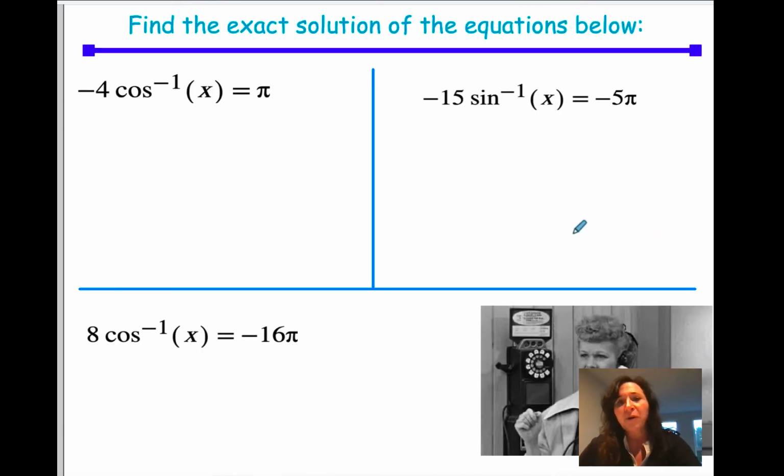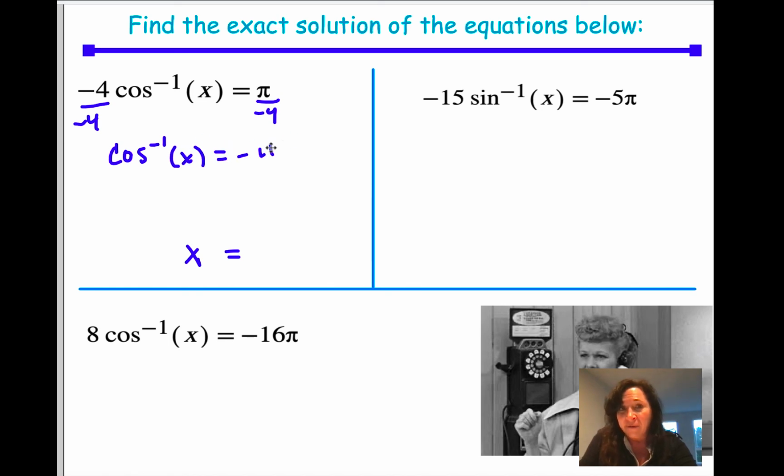The last type of questions that you're going to see are these ones right here. And these are equations, and your job is to find the exact value. And these are not difficult. You can do this. You're going to divide, you're going to solve for x. Your job is to find x, okay? You isolate the x. So this is -4. You're going to divide by -4, okay? And what's going to end up happening right now is I have arccosine x, which equals -pi/4.